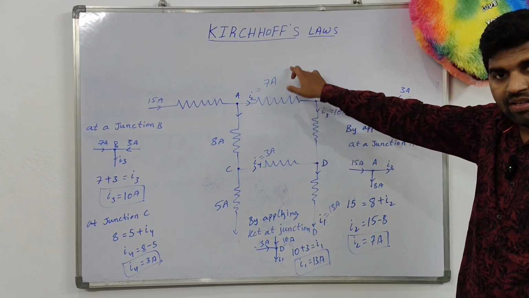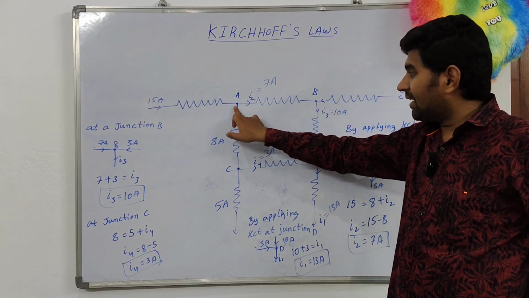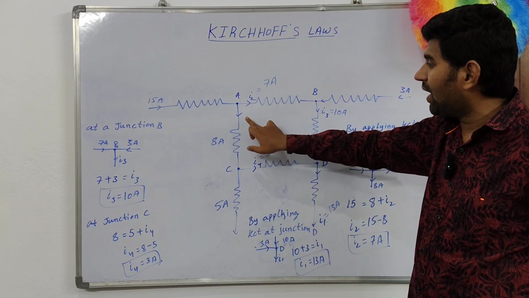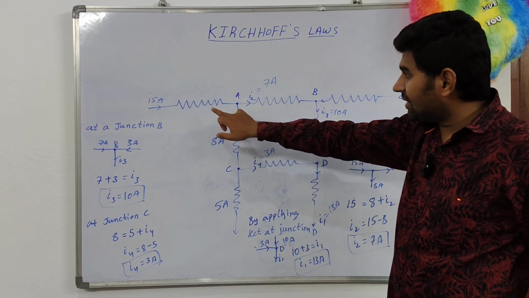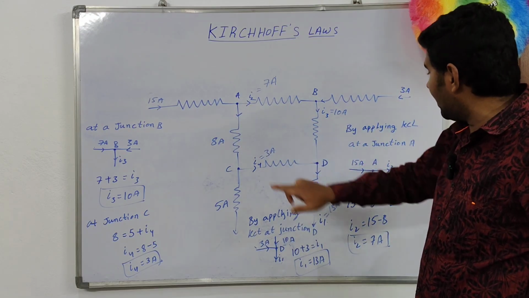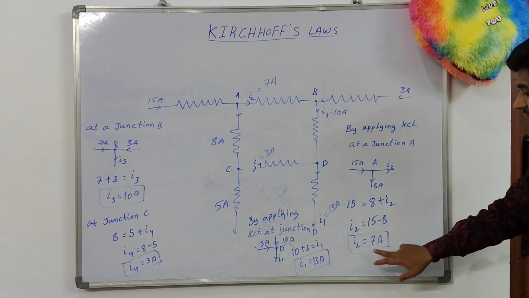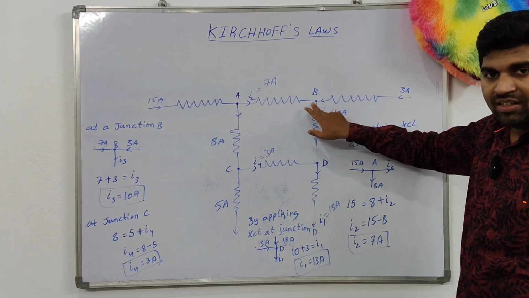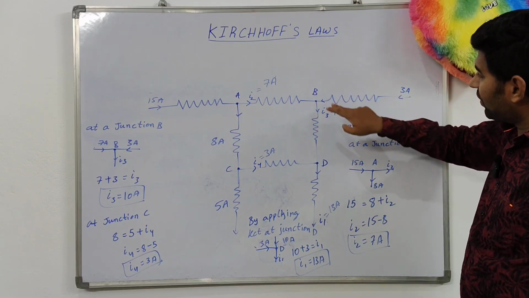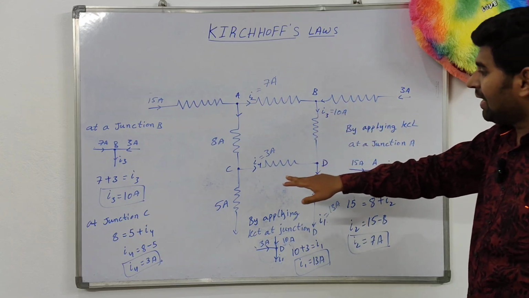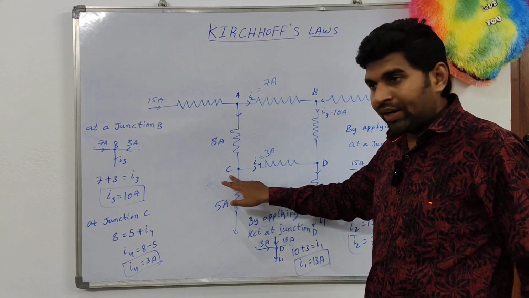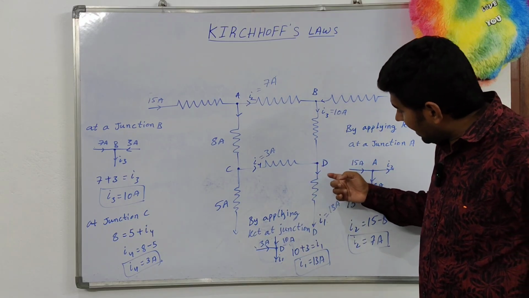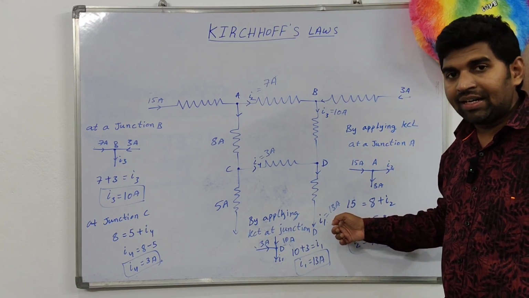I2 is equal to 7 amperes. If you apply KCL here at junction point A, what is the incoming current? 15 amperes. What are the outgoing currents? I2 and 8. By applying KCL, the sum of the incoming currents is equal to the sum of the outgoing currents. 15 is equal to 8 plus I2. From that, I2 is equal to 7 amperes. And here, this is one more junction. By applying KCL at this junction, we got I3 is equal to 10 amperes. In the same way, by applying KCL at this junction, we are able to find out I4 is equal to 3 amperes. Like this, by applying KCL at this junction, we are able to find out 13 amperes.